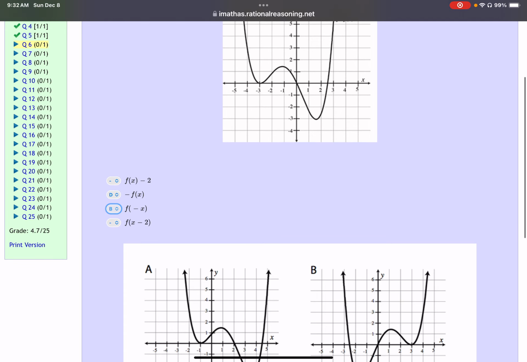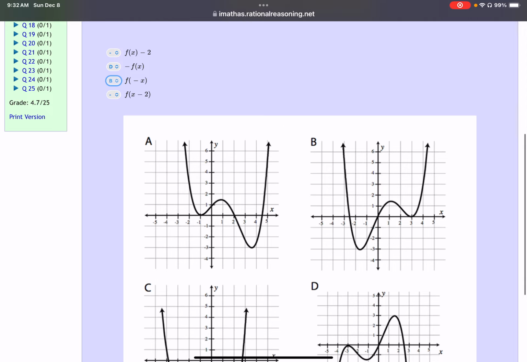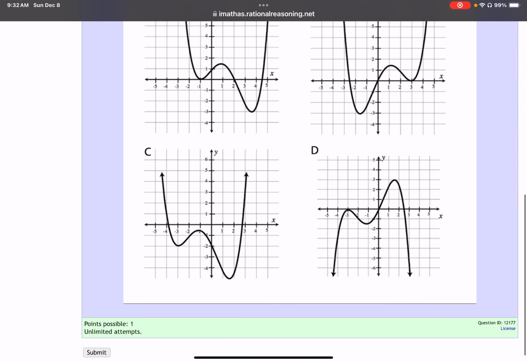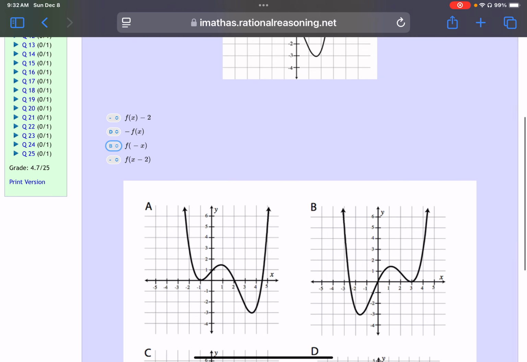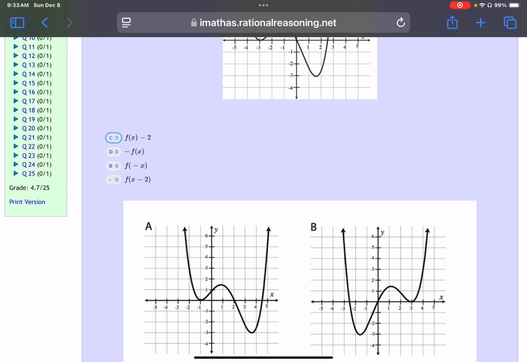Now our first transformation is our function has moved down 2. So see how our low bump is about at -3. Let's try to find where that low bump is down about -5. And the only one I see where that happens is C. And then we should have A is our answer to the last one there.